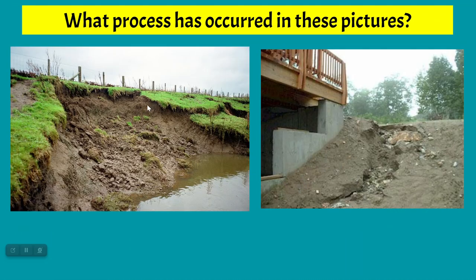So just a reminder, when we have soil that has been pulled away from an area because of water or because of rain or because of wind, that is called erosion. Okay, erosion is something that we want to control because if we don't control it, it can lead to bigger problems.